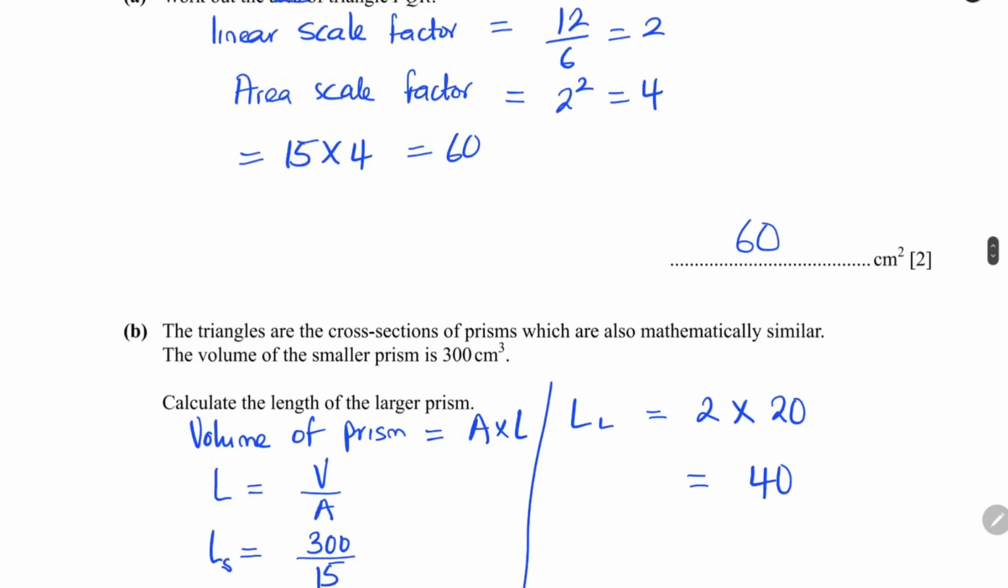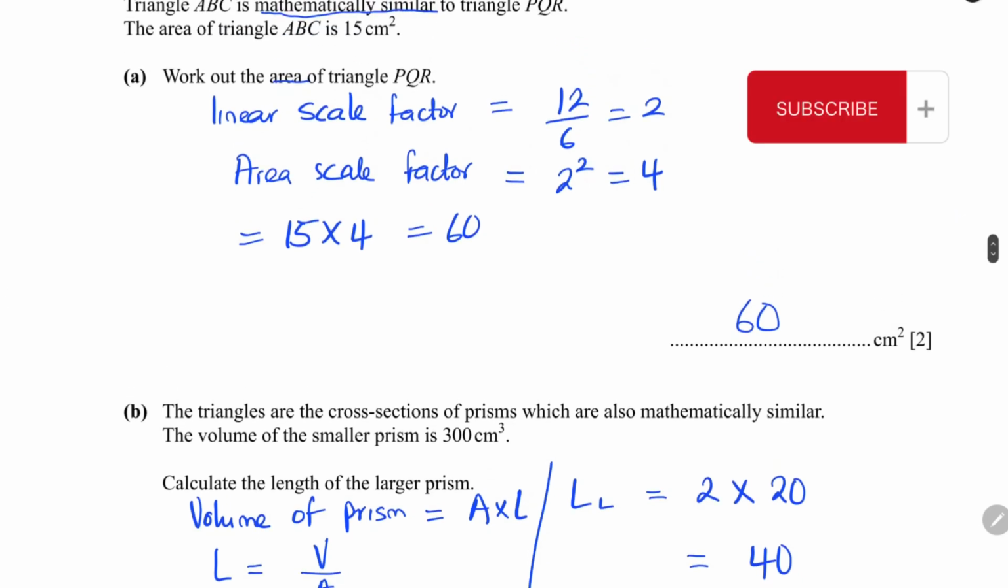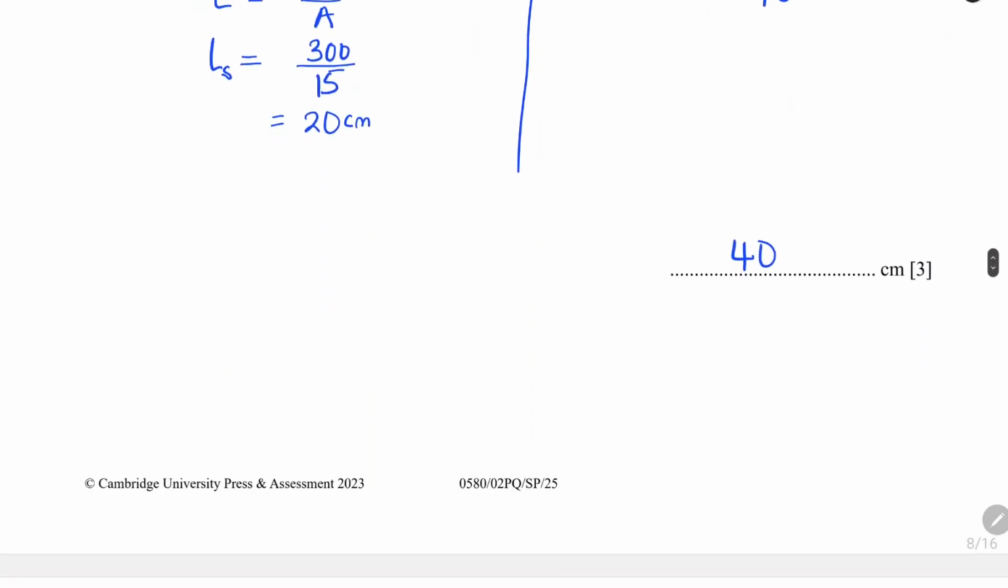Why did we just use 2? Remember, we know the length already, or we know the length of the smaller prism. We calculated the length of the smaller prism. So the relationship we're looking for now is length to length, and that is a linear thing. So that's why we are using the linear scale factor. We used the area scale factor earlier because we were looking for the area of the bigger triangle. I hope you understand that.